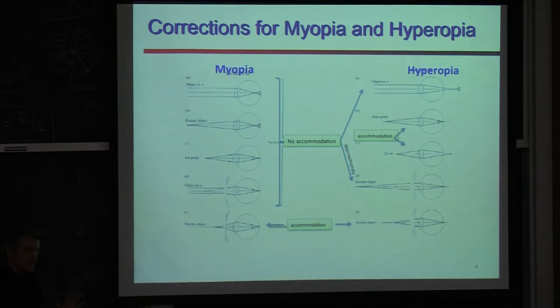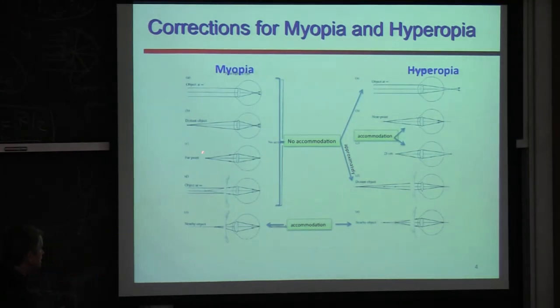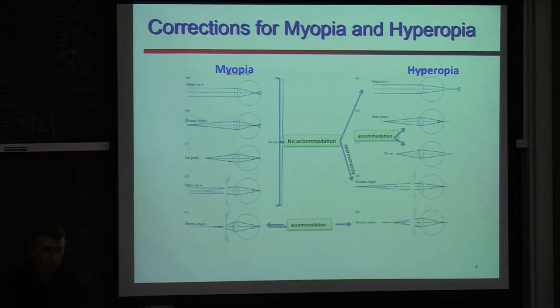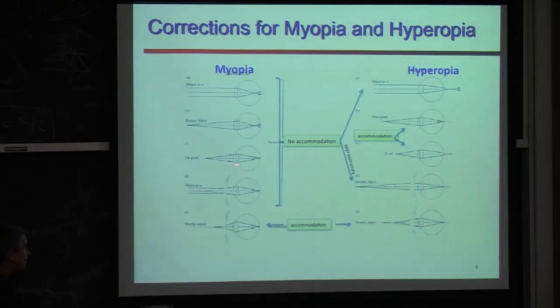And if I want to correct this, what do I do? How do I correct this condition? Well, what we would like to do is take the far point to infinity. That's all I need to do. I need to make rays coming from infinity. So here's the correction for the unaccommodated eye. I take rays from infinity, and what do I need to make them do? I need to make them appear to come from where? The eye's far point, right? I can see those rays if I have myopia with the relaxed eye.